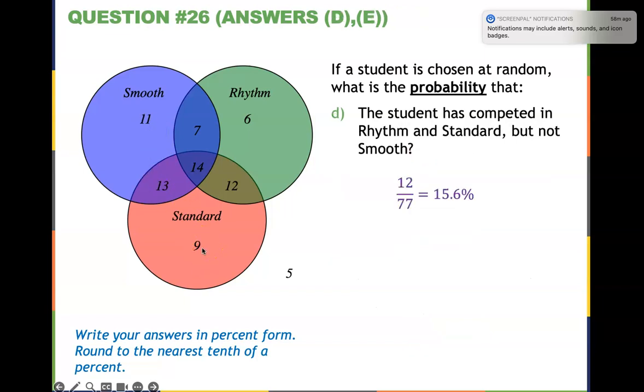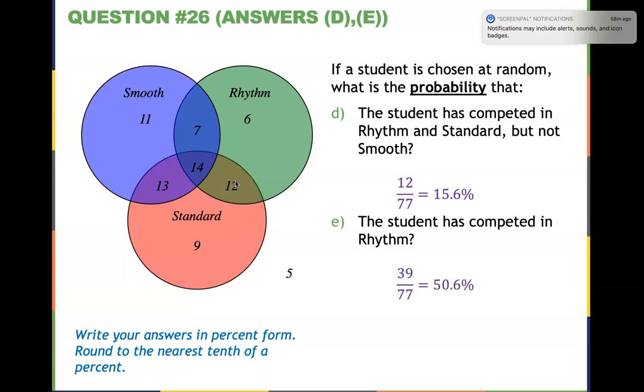But in part D, we have rhythm and standard. And the and means we're looking just at this little overlap right here. And we're only going to use the 12. We can't include the 14 because we have to get rid of all the smooth values. So rhythm and standard overlap only here if we get rid of smooth.